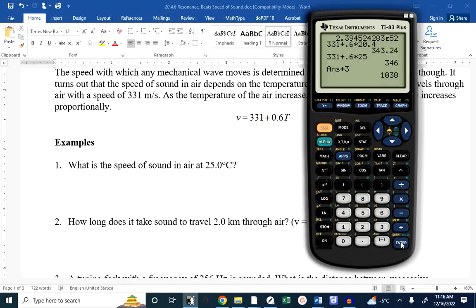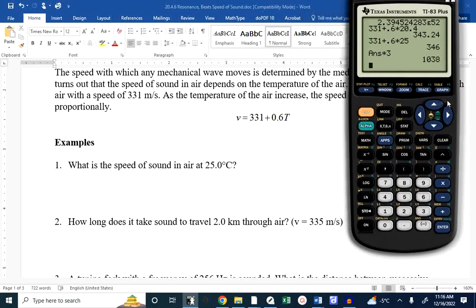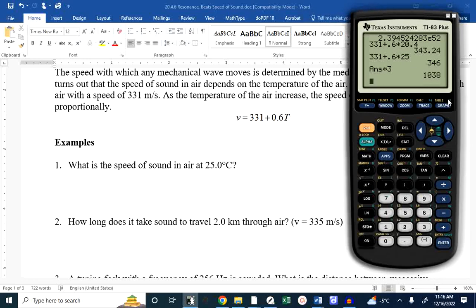How long does it take sound to travel 2 kilometers through air? Well, let's say the speed of sound in the air is 335 meters per second, given to you in the question, and the distance is 2,000 meters. You should know how to do this question. It's a Science 9 question. Speed equals distance over time. If we take that 2,000 meters and divide by 335, we get the time in seconds. It takes about 6 seconds.